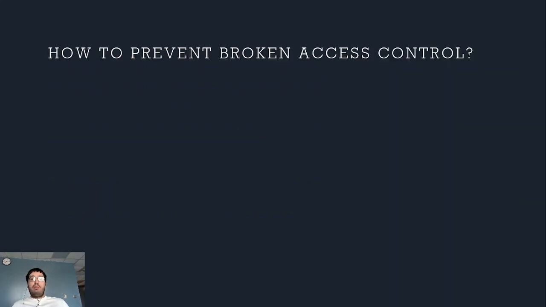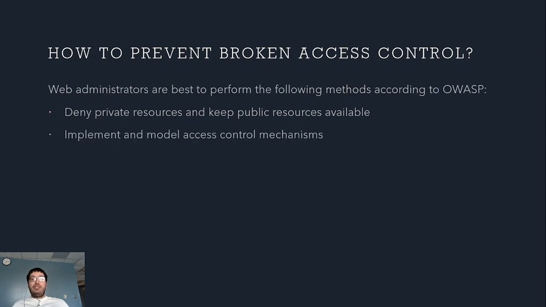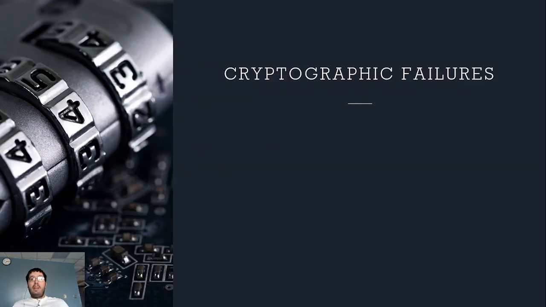So how do you prevent broken access control from attackers? Web administrators are best to perform the following methods according to OWASP. First, deny private resources and keep the public resources available. Second, they must implement and model access control methods. Third, they should disable web server directory listings from the general public. And fourth, log access control failures and report them to any IT or information security personnel.